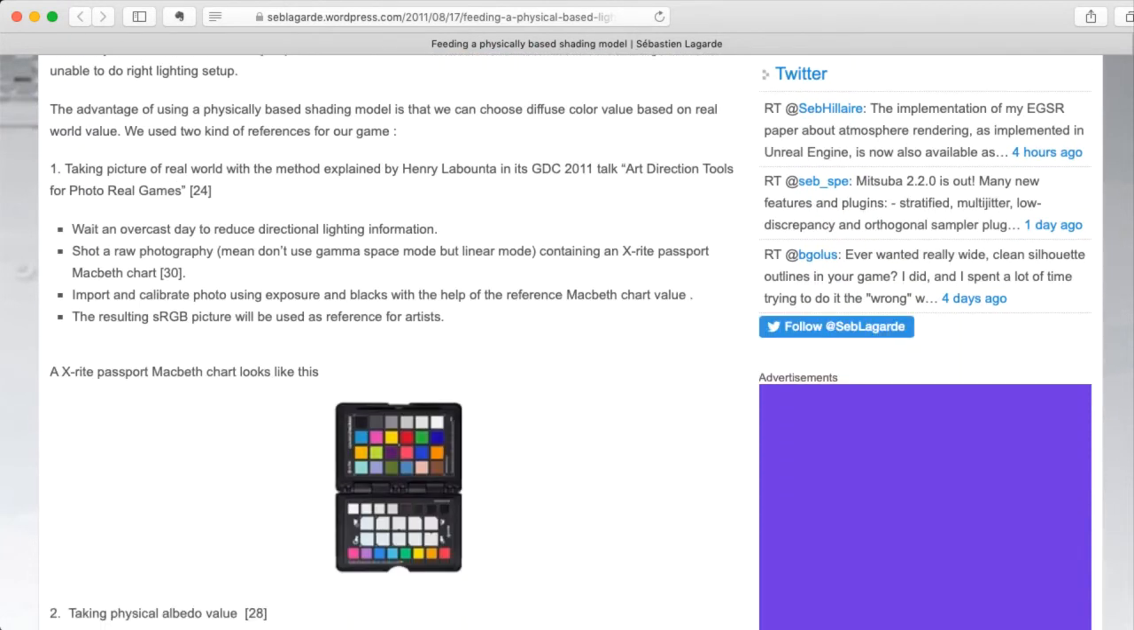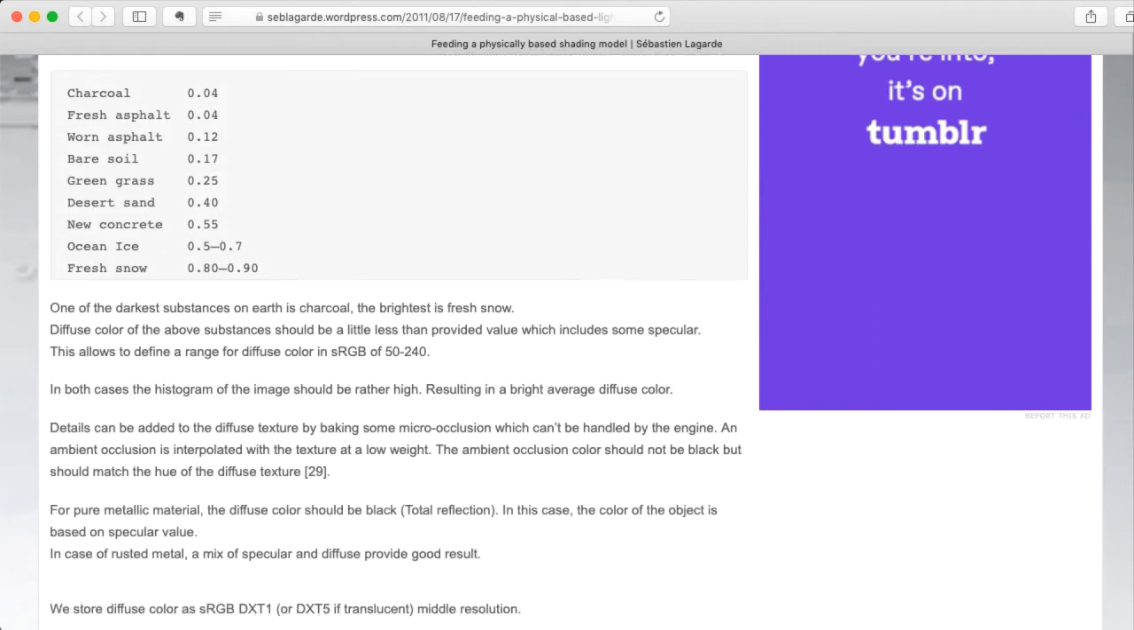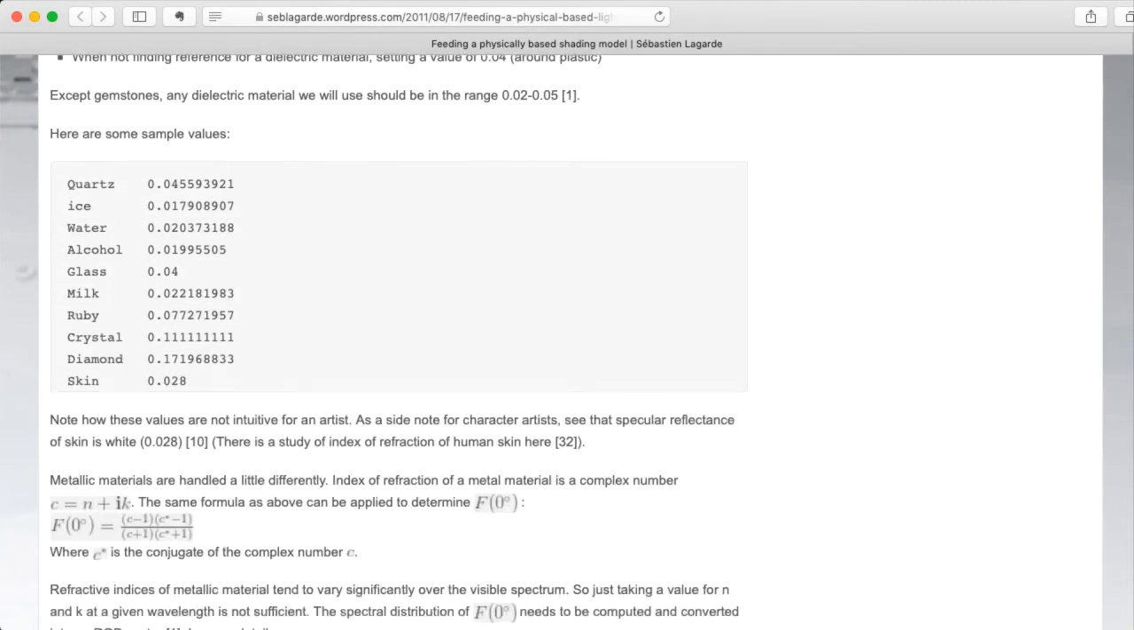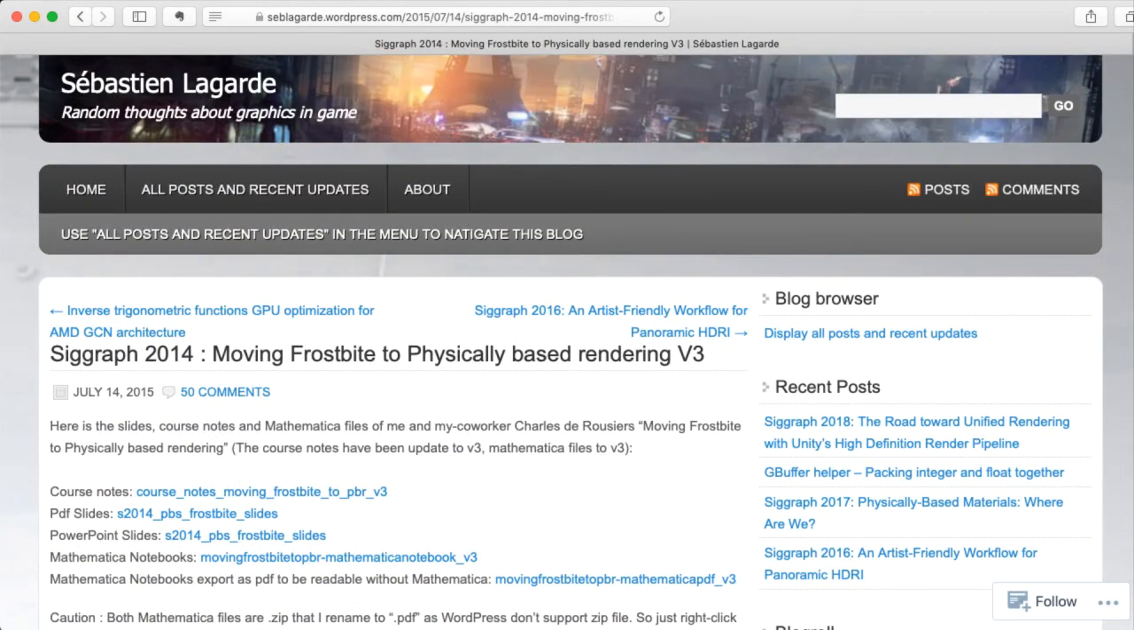At the time that Sebastian was doing this work, I believe they were working for Electronic Arts on the Frostbite engine. Sebastian also did a presentation at SIGGRAPH 2014 about moving Frostbite to physically based rendering, and there's an excellent set of course notes and PowerPoint slides for that, which I would invite you to check out. I believe Sebastian went to work for Unity Paris, which seems to be a trend. A lot of the top players in the video game industry seem to be moving to Unity Technologies.